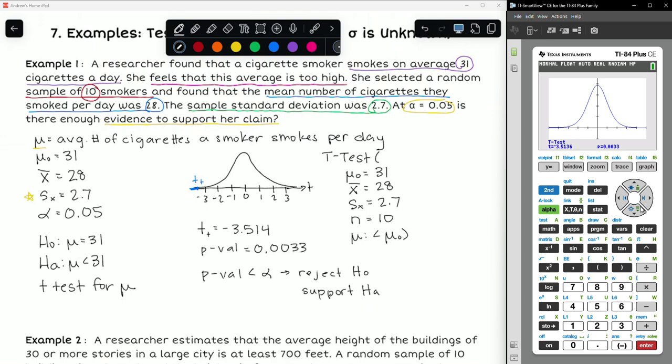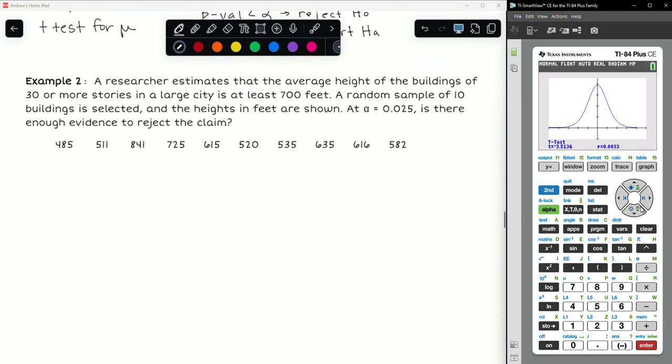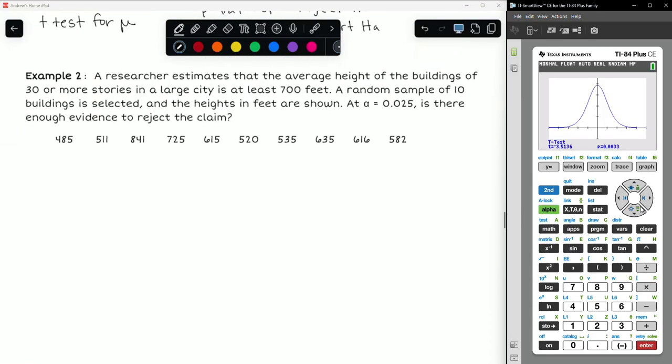All right, let's go ahead and try another one. So this second example says a researcher estimates that the average height of the buildings of 30 or more stories in a large city is at least 700 feet. A random sample of 10 buildings is selected and the heights in feet are shown. At alpha equals 0.025, is there enough evidence to reject the claim?